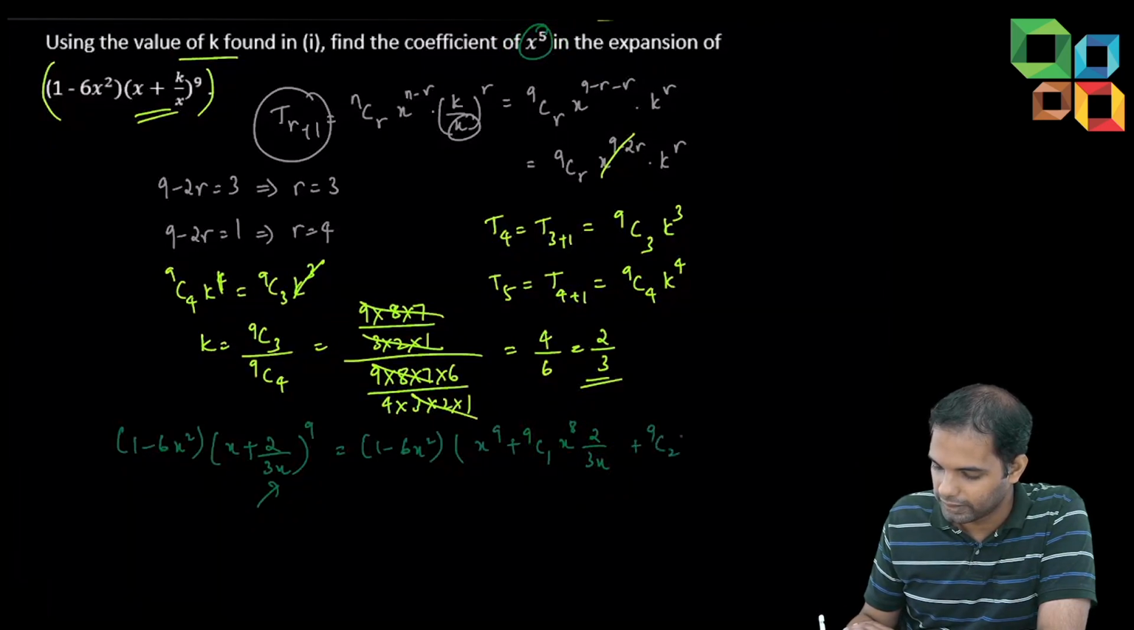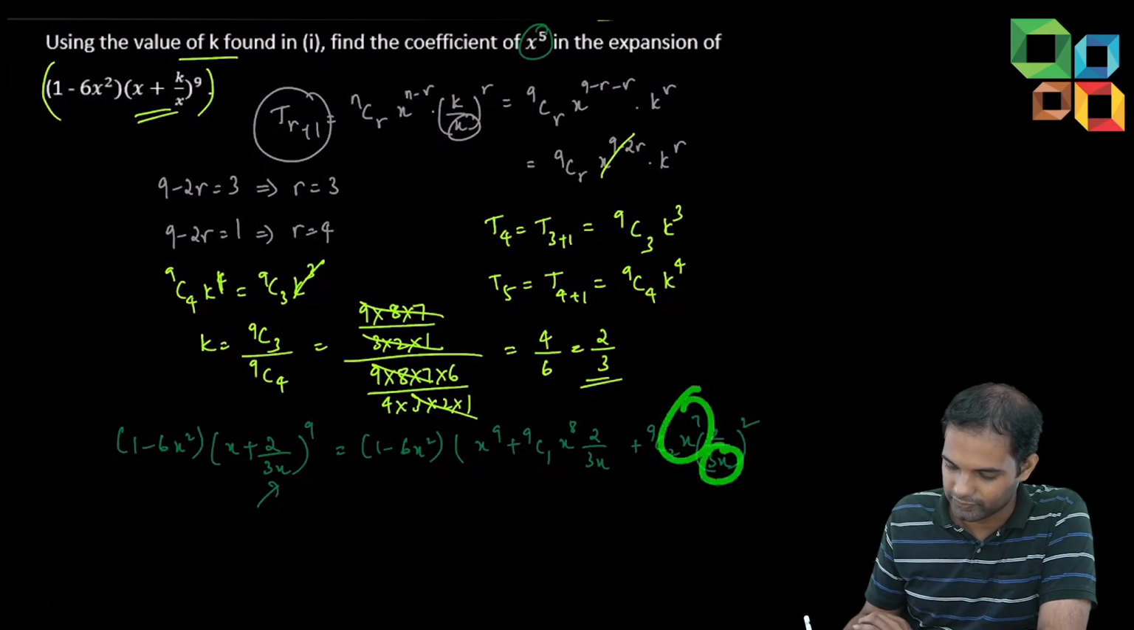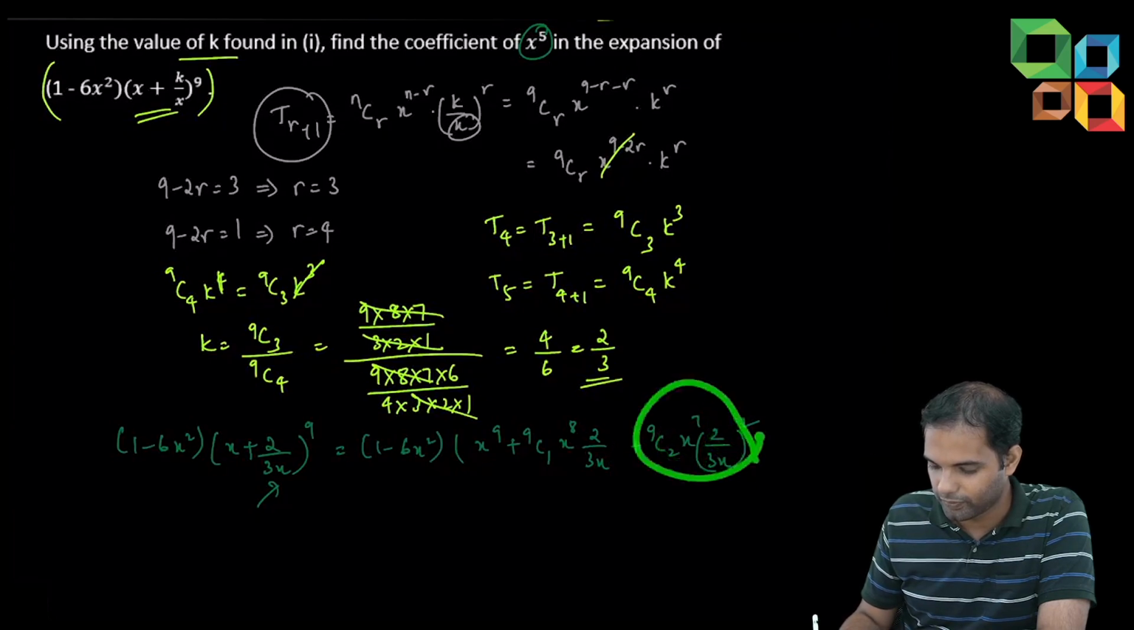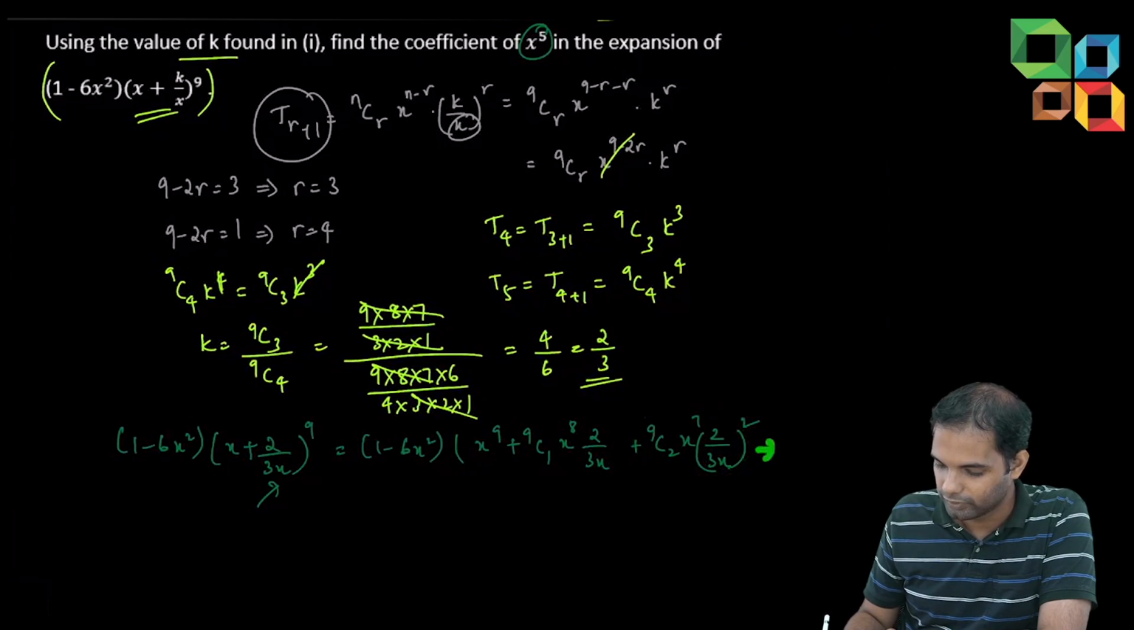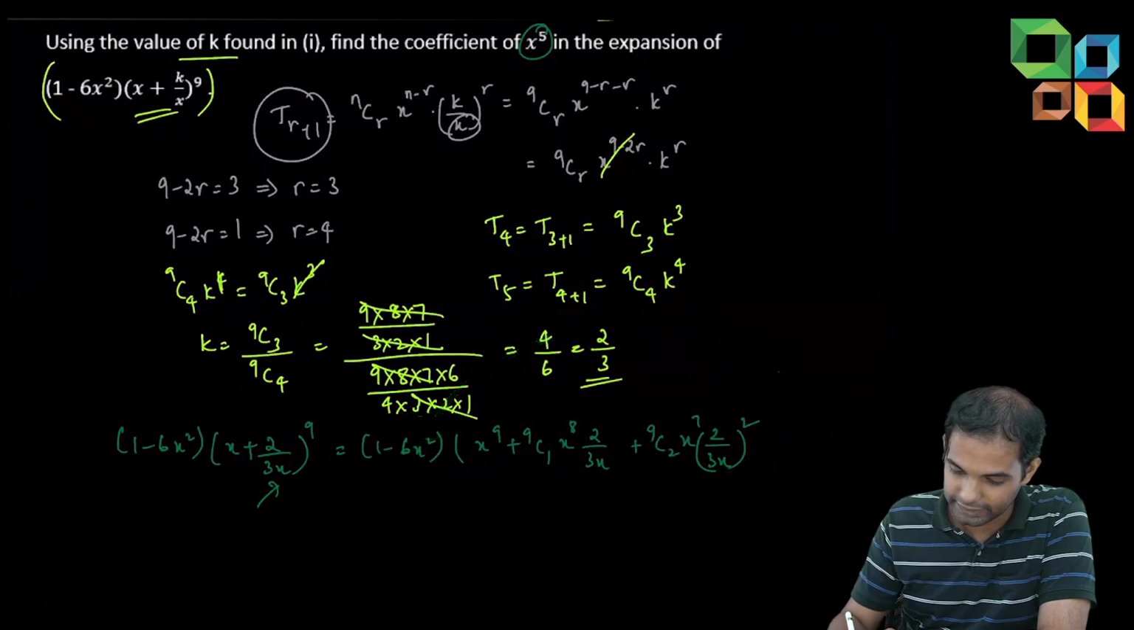9C2 into x power 8, so it's 7 now, 2 by 3x whole square. Look at the power now. This is 7 and this is 5. Just because we got x power 5, I can't stop here. There's a problem. The next term will be x cube, but this x cube can be multiplied with this x square, and we can get x power 5 again. Let us continue.